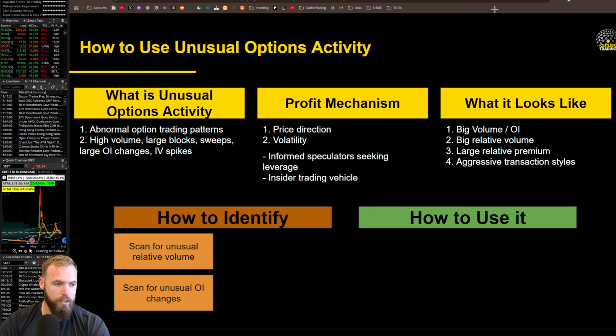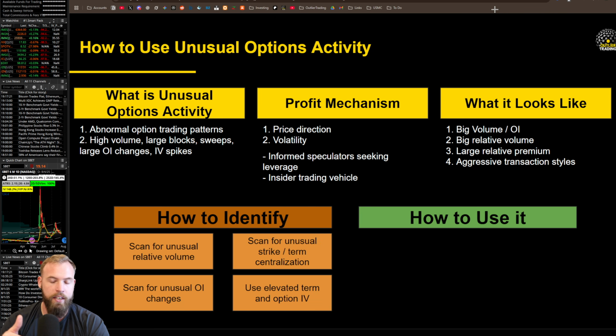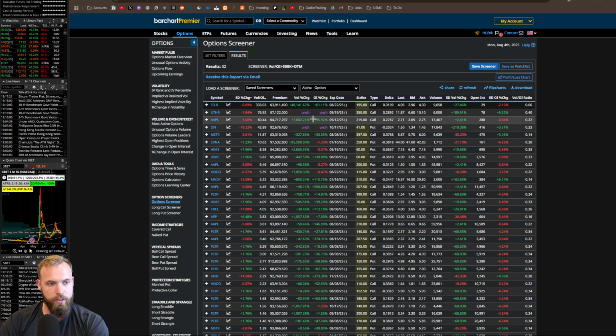So let's take a look at how we actually identify these circumstances. A lot of times I'll start with different kinds of scans to look for unusual relative volume or OI changes or volume over OI. The way to do this, again, depending on your platform, is you can set up a really basic scan. In this case, this one's looking for volume over OI that is worth at least $50,000 in premium to avoid really small trades that are out of the money.